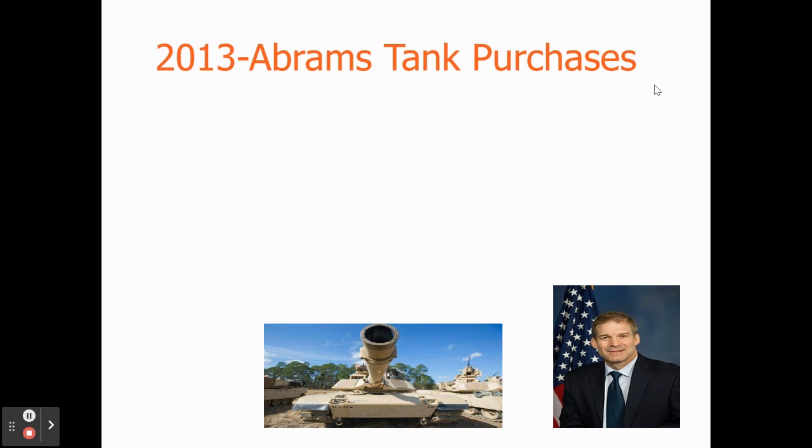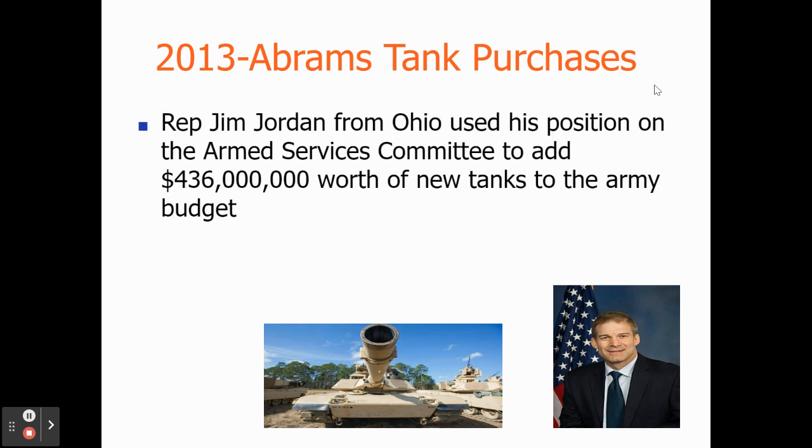In 2013, Representative Jim Jordan from Ohio, he's pictured in the bottom right hand corner, used his position on the Armed Services Committee to add over $430 million worth of new tanks to the Army budget. You can see the tanks pictured at the bottom of the screen. The ironic thing is the military didn't want the tanks, but Jordan used his position on the Armed Services Committee basically to add this into the budget.